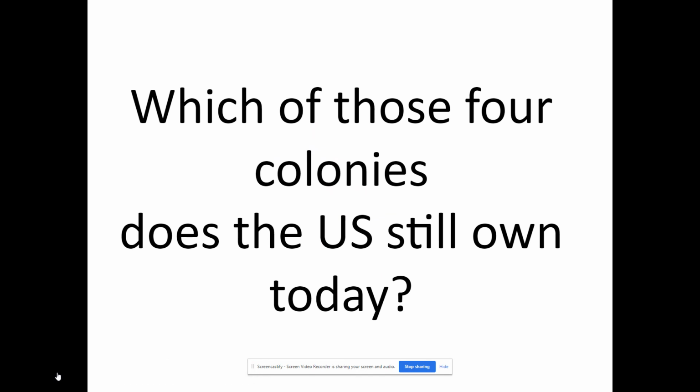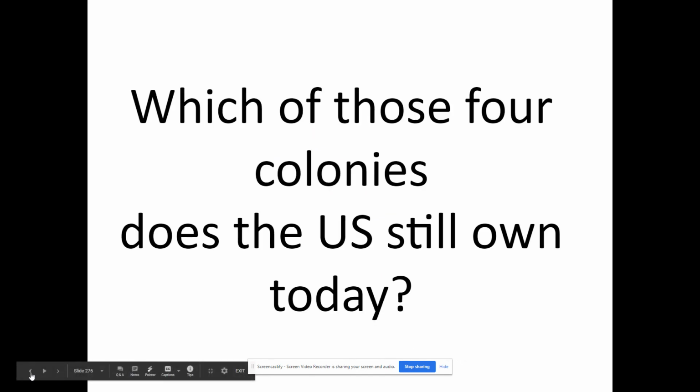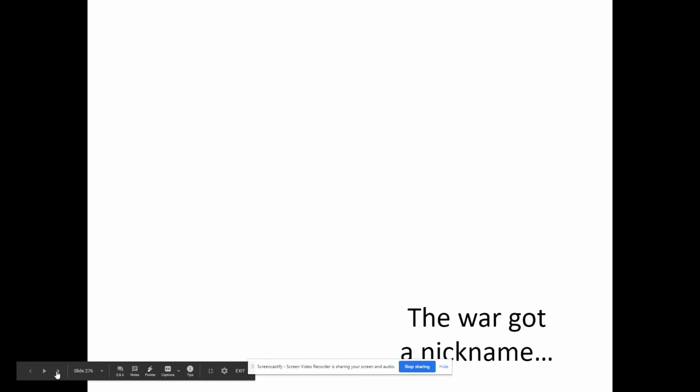So which of these 4 colonies does the U.S. still own today? Well, the answer would be we still own Guam. That is a territory of the United States today. And Puerto Rico is a territory of the United States today. And everybody born in Puerto Rico is a U.S. citizen. So we have those two. Now the Philippines, we're going to purchase and own, and we're going to let them go, I think, in 1947. But they've had their freedom for a long time now.